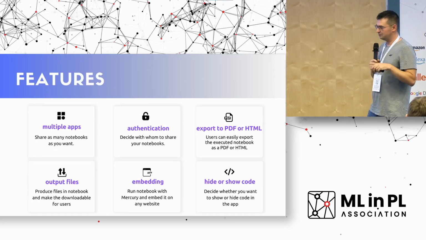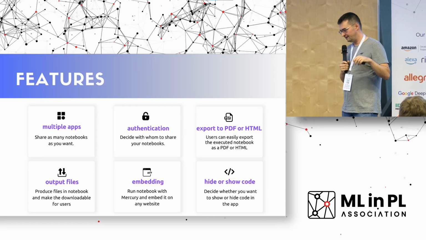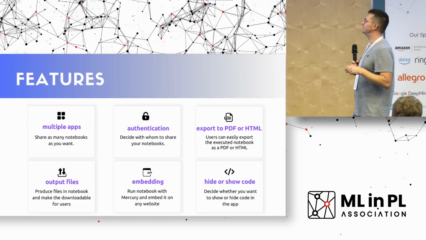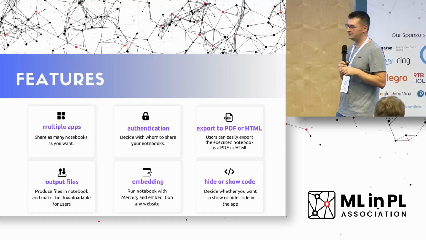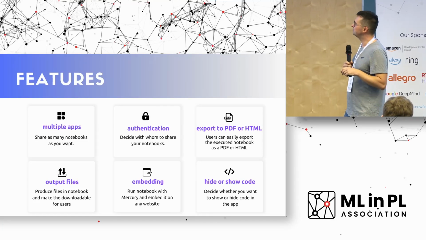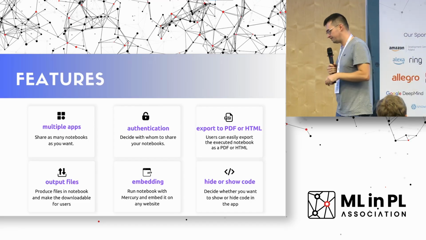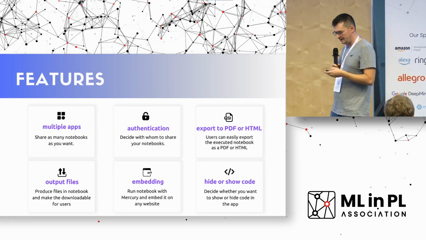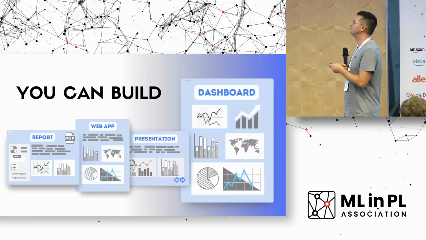You can easily add authentication. You just change the scope from public to private, and you will have the authentication. You can export the executed notebook to PDF or HTML. Also, you can produce files in the notebook, and your users will be able to download them. And you can, of course, embed the web app on any website.